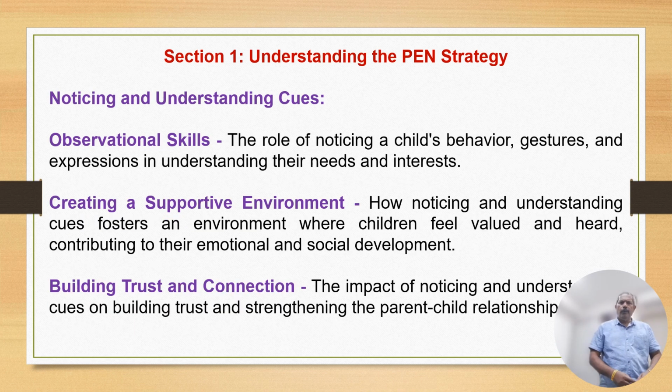And noticing and understanding the cues, the observation skills. The role of noticing a child's behavior, gestures, and expressions in understanding their needs and interests. It is very important to see whether the environment is ready for him. The kind of toys that you would like him to play with, set it up. All these are done diligently and very consciously so that you know that your child likes a red ball.